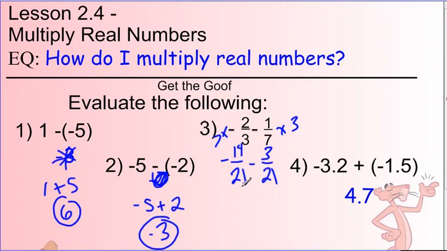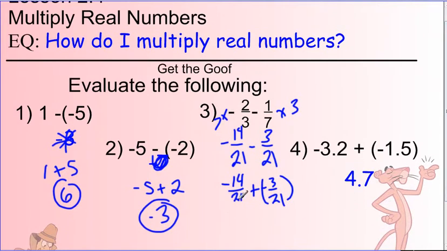We could do a little KFC. So a negative 14 over 21 plus a negative 3 over 21. The signs are now the same. So we add them together, and 14 plus 3 is 17 over 21. Keep the sign of the bigger number, negative 17 over 21.